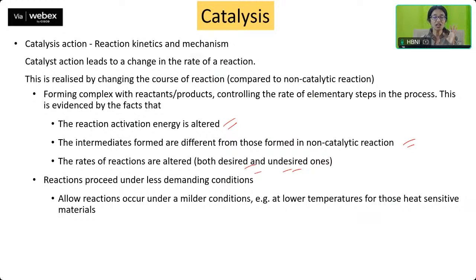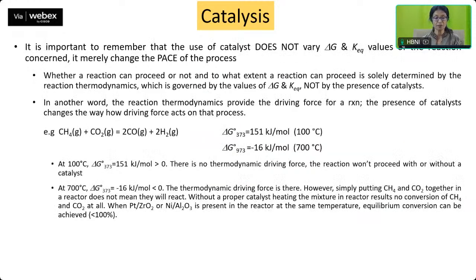Whatever reaction you have designed that catalyst for, that reaction should proceed under less demanding conditions. You allow the reactions to occur under milder conditions, for example, at lower temperature for heat sensitive materials. Now you have to remember one thing: the use of a catalyst does not vary the delta G or the K equilibrium values of the reaction. It mainly changes the pace of the process.